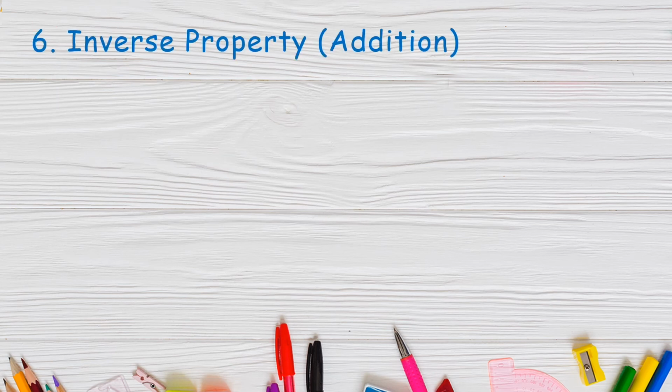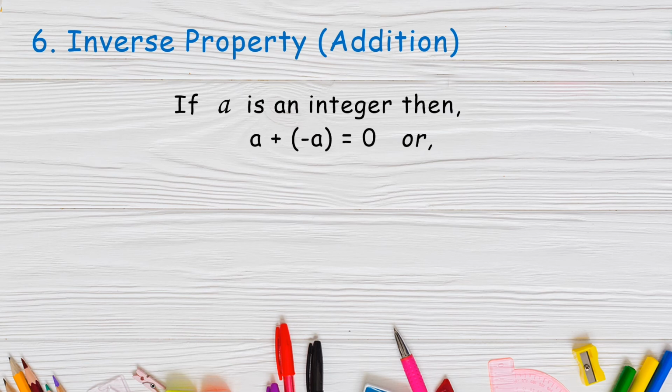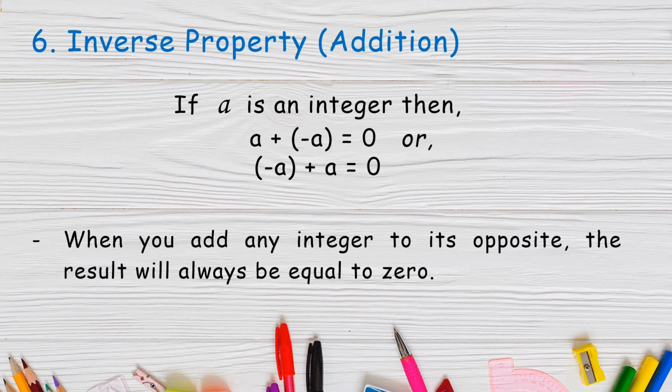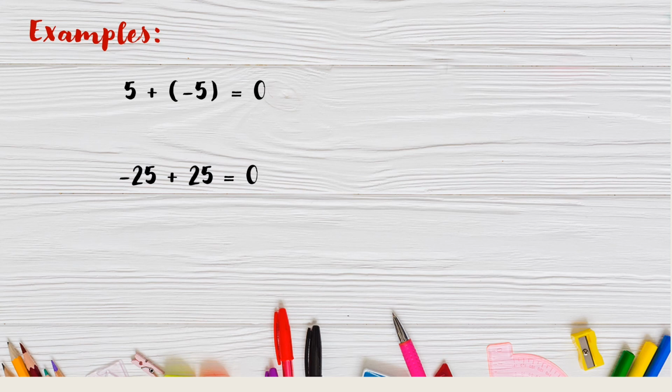Inverse property of addition. If a is an integer, then a plus negative a equals 0, or negative a plus a equals 0. When you add any integer to its opposite, the result will always be equal to 0. Examples. 5 plus negative 5 equals 0. Negative 25 plus 25 equals 0. Remember, adding an integer to its opposite is always equal to 0.